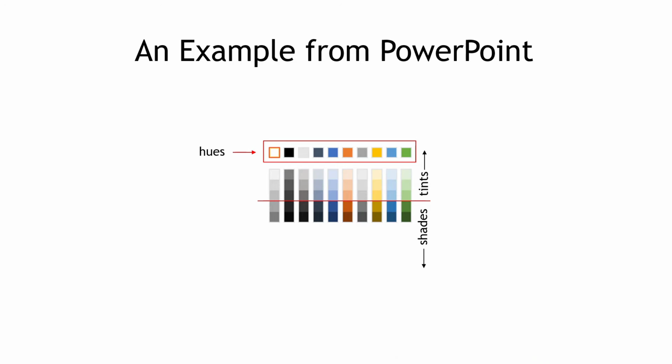In PowerPoint, you've surely seen a palette that looks like this, though maybe with different colors. Thinking about the concepts of hues, shades, and tints, you can see that the pure colors, or hues, are on the top, and you can actually insert those into the middle of the shades and tints below and see that full progression from dark to light.